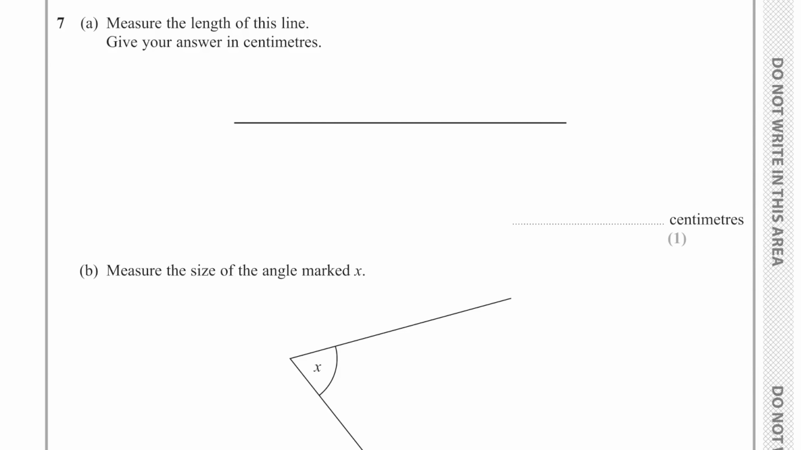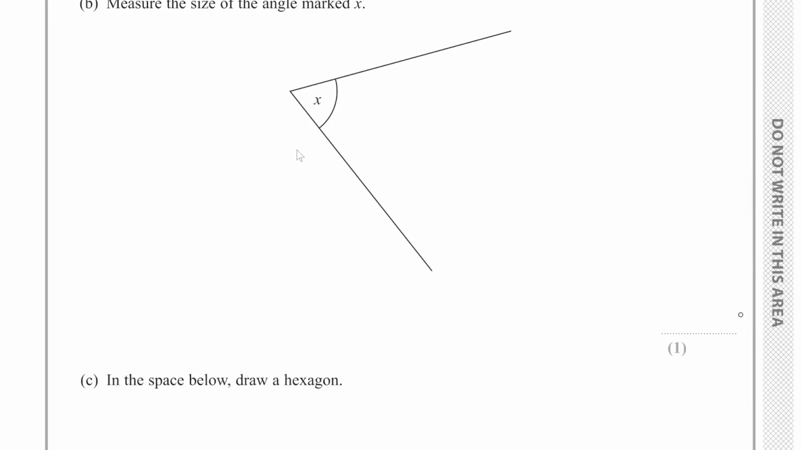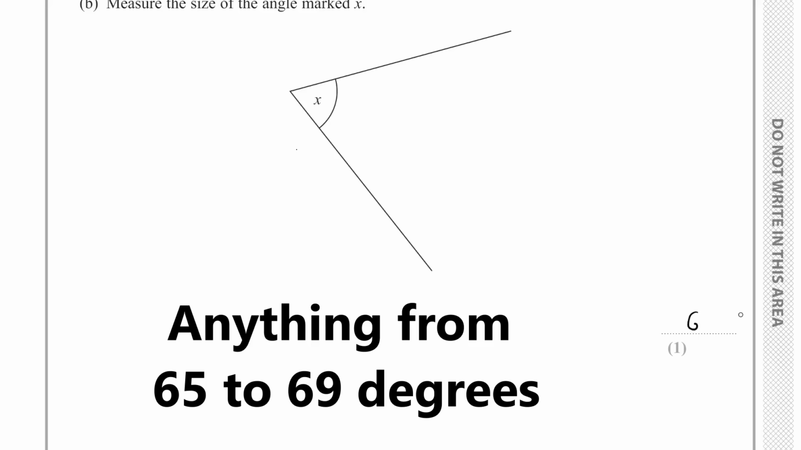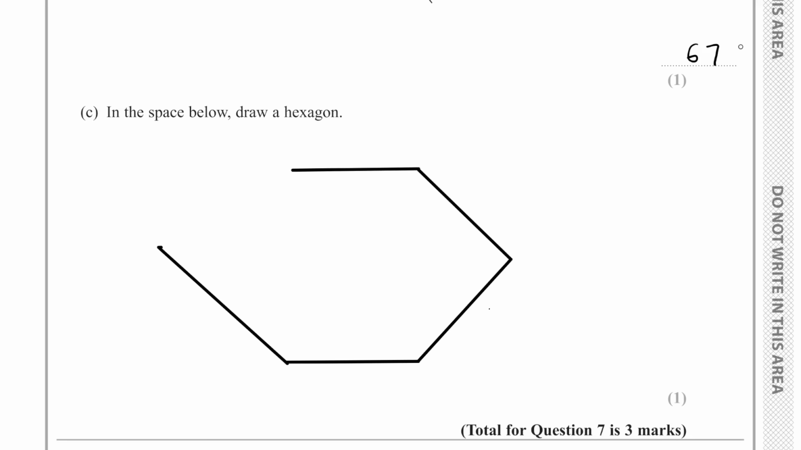Question 7. Measure the length of this line. Give your answer in centimeters. I don't actually have a ruler to bring up on the screen, but it should be 8.7 centimeters. And measure the size of the angle marked X. So we're going to get our protractor, measure the angle, and we should get 67 degrees. And part C, in the space below, draw a hexagon. So a hexagon is a 6-sided shape. So 1, 2, 3, 4, 5, 6.